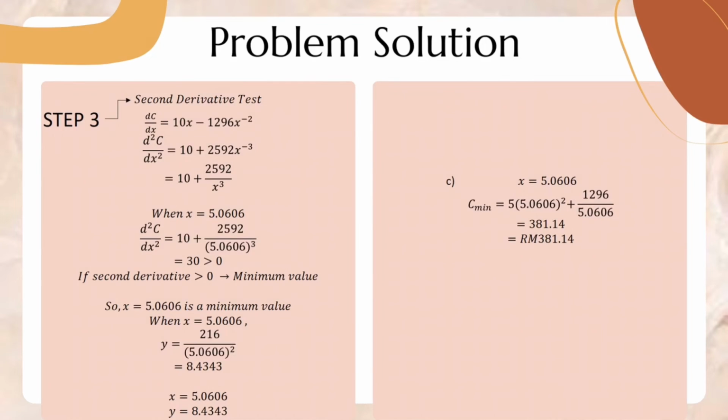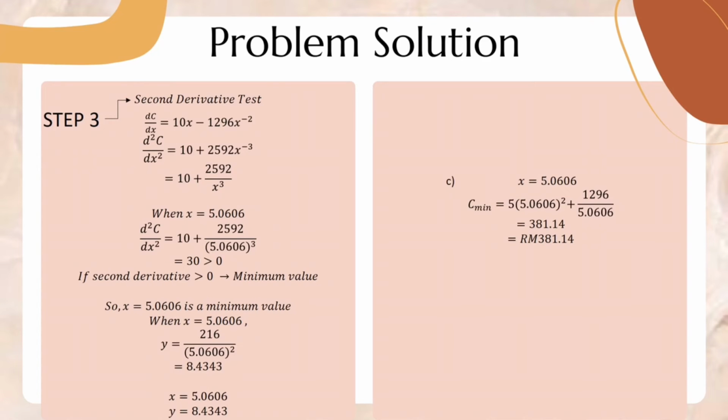Okay, for step 3, we need to do the second derivative test. Based on the first derivative, we can get the second derivative, and the answer will be 10 plus 2592 over x to the power of 3. When x equals 5.0606, the second derivative is 30, and 30 is larger than 0. If the second derivative is larger than 0, we can conclude that it is a minimum value. So x gives a minimum value.